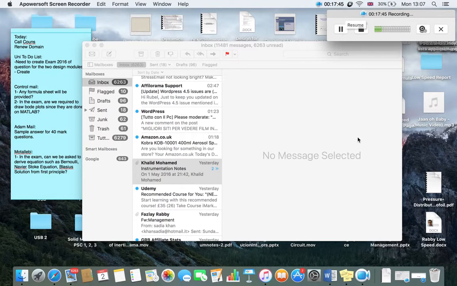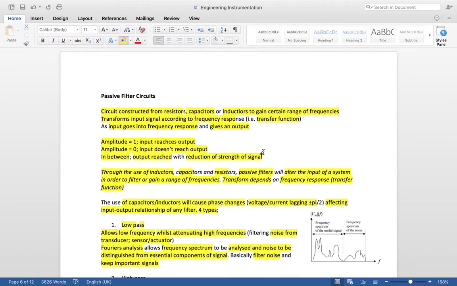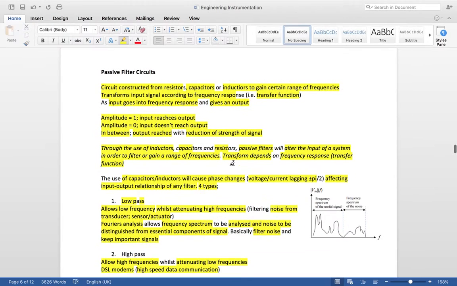Now we're moving to page 8, passive filter circuits. Passive filter circuits are circuits constructed from resistors, capacitors, and inductors to pass a certain range of frequencies and transform the input signal according to the frequency response. As the input goes into the frequency response, it gives an output. If the amplitude is 1, input reaches output. If the amplitude is 0, input doesn't reach the output. If it's in between, then it reaches with a reduction in the strength of the signal.